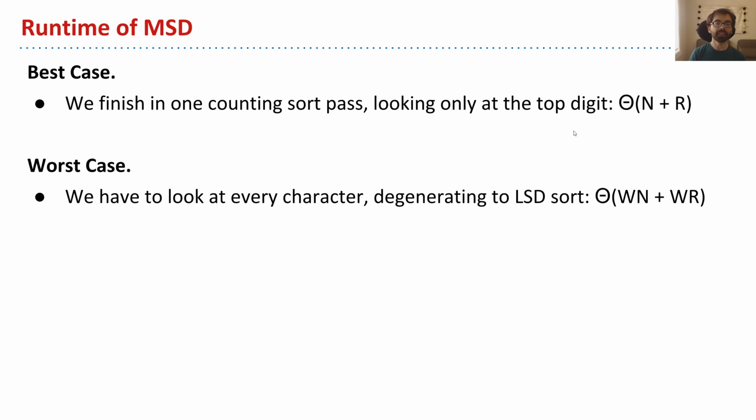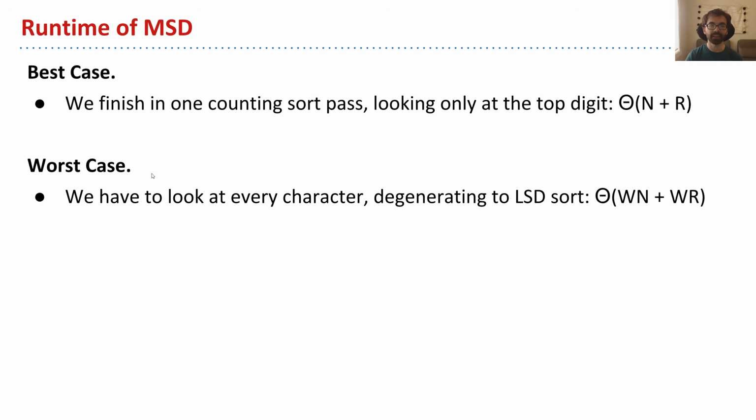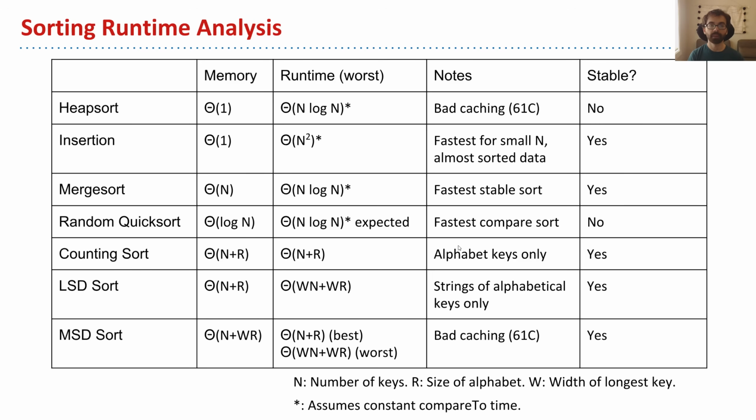In the worst case, that's when we have to look at every character. So that's where we have, for example, all of the keys equal, or all the keys almost exactly the same. They're really long, let's say. So in the worst case, we have to look at every character, or almost every character, and so it degenerates into LSD sort. We go on the top digit, the next digit, the next digit, for all of them, and we end up with a runtime that's WN plus WR. So it lives basically between the runtime of counting sort and LSD sort, just depending on how bad the input is. All right, so to summarize, MSD sort has a runtime between N plus R and WN plus WR.